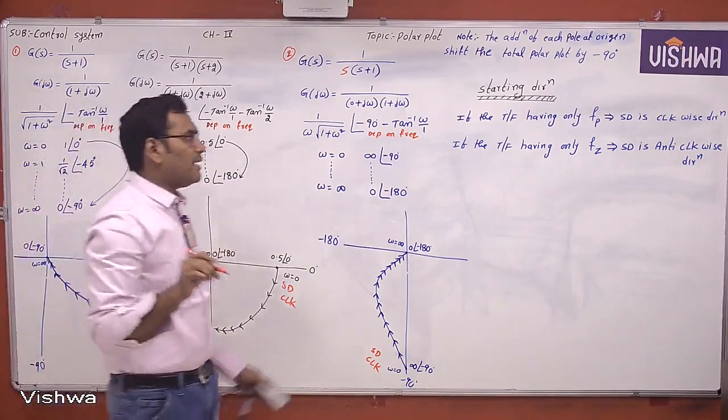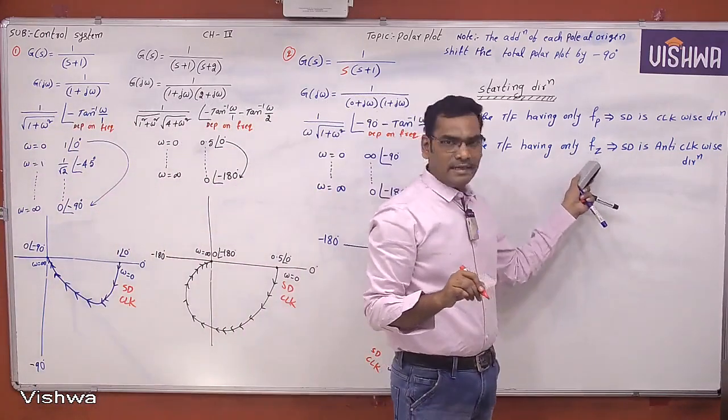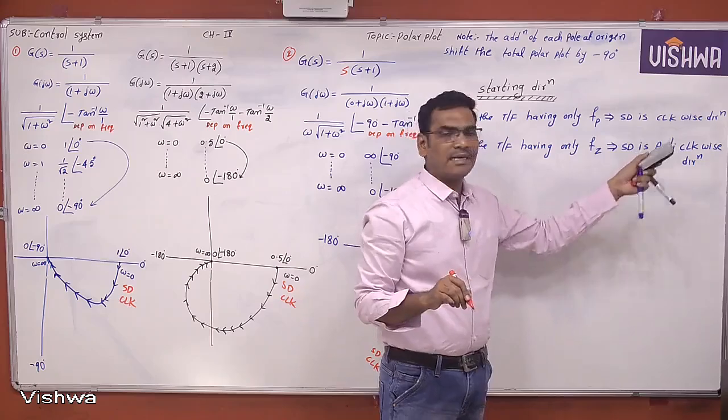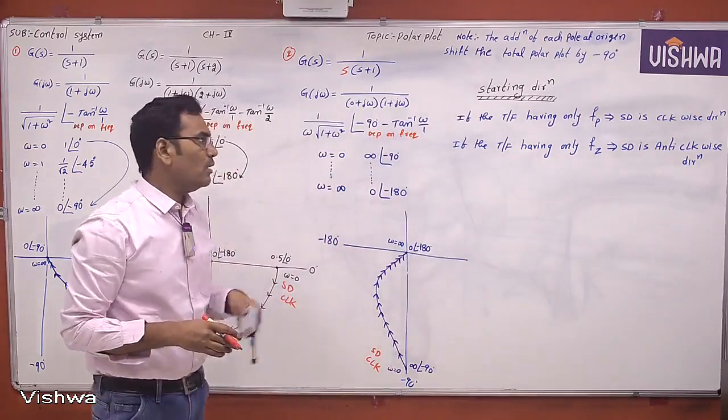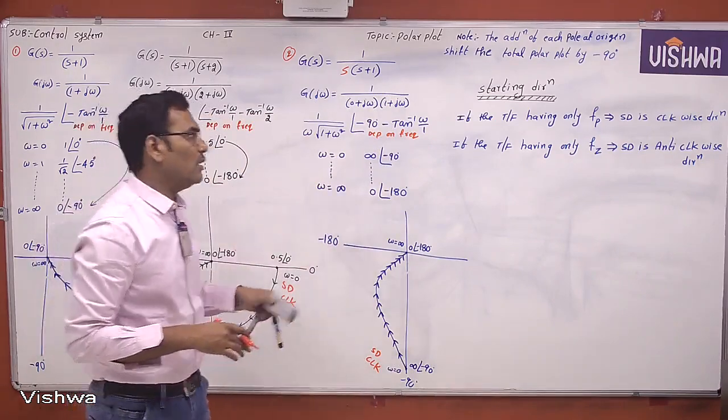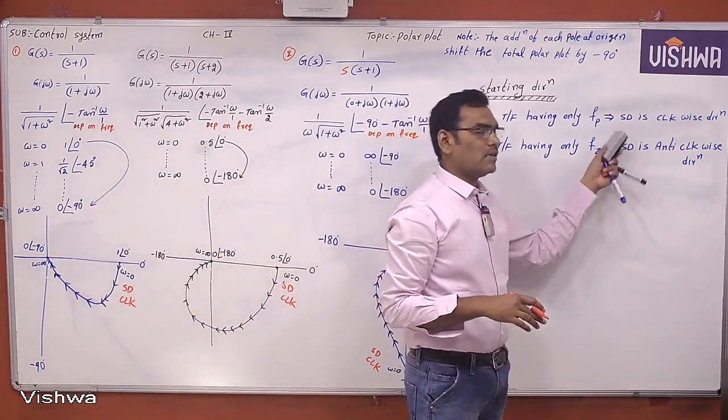If really the transfer function is having only finite zero, then definitely the starting direction is anti-clockwise direction. In our problem, you cross-check that one also. If the transfer function is having finite zero, then you can check whether the starting direction is anti-clockwise or clockwise.